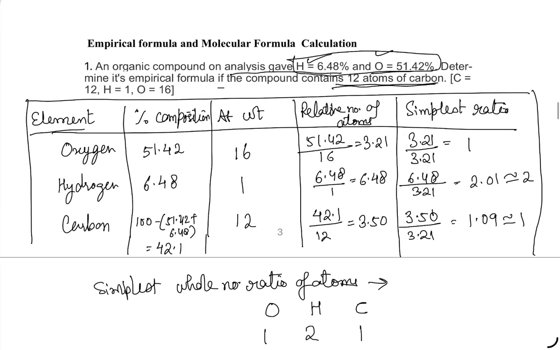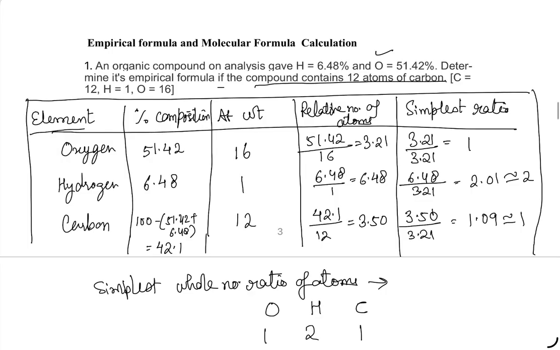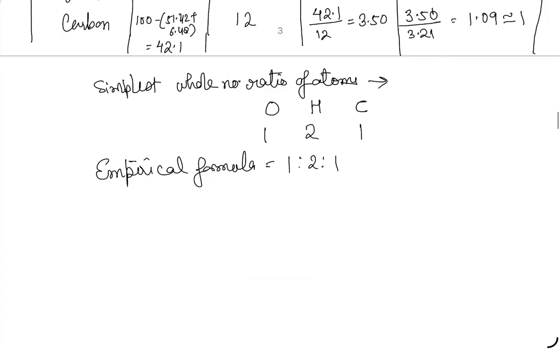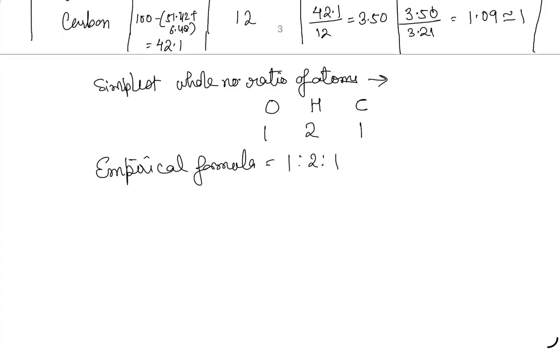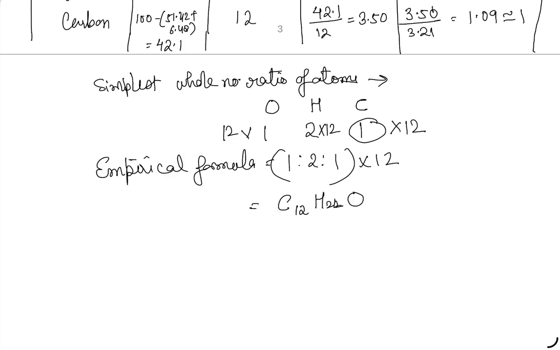Now in this question they have added one more part, if you read it carefully. Determine the empirical formula if the carbon is 12 atoms, meaning in that compound carbon is 12 atoms. So now we will apply this to my ratio here. Carbon is 12, so I have to multiply all the numbers by 12. So what will I get? Multiplied by 12, I will get C12H24O12. So this is what you will get as the empirical formula answer.